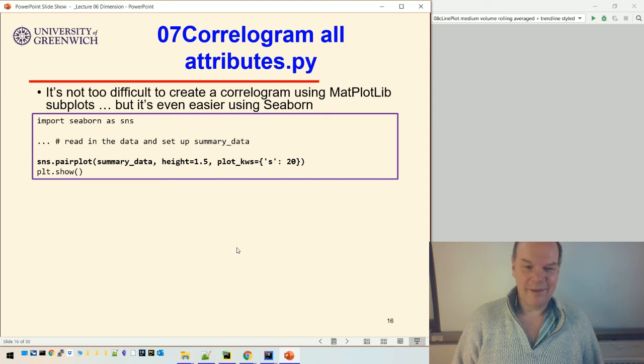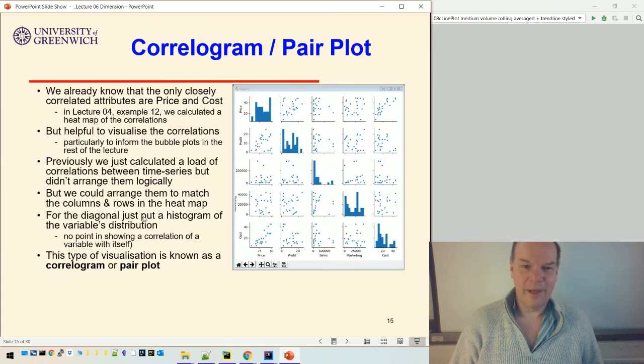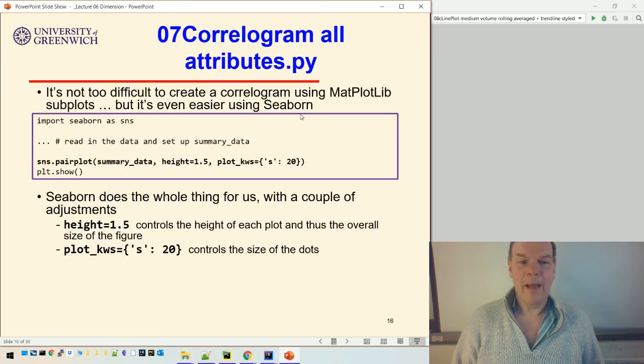Seaborn is designed exactly for this kind of thing, because Seaborn, we met it last week or the week before, is a high level library for doing high level visualizations, and this is just one such high level visualization. In Seaborn, it's called a pair plot because we're plotting pairs. Every one of these plots is a pair. And we can do that. The whole chart was created essentially once we've read in the data and set up that data frame.